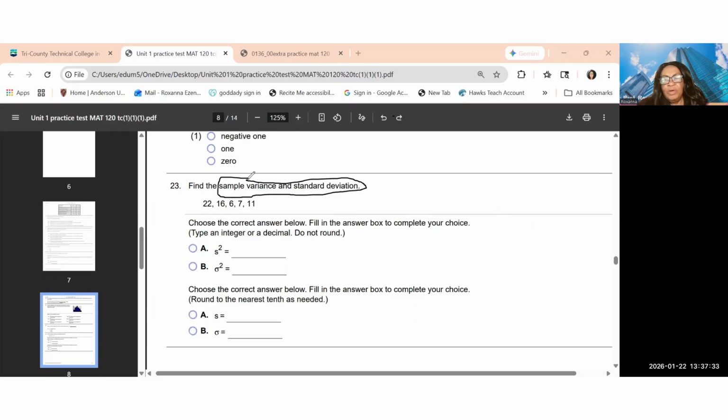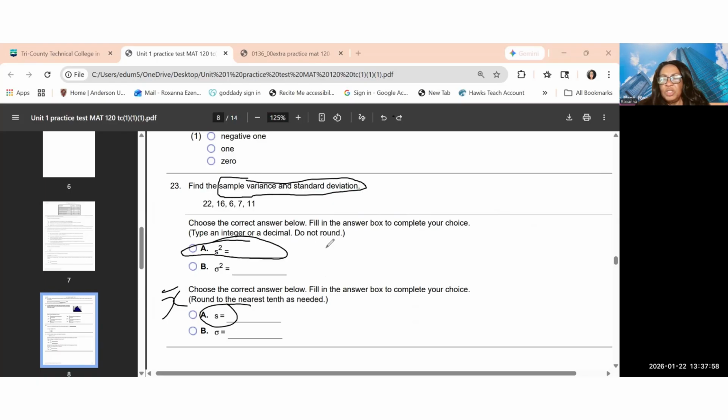Since I know it's a sample, when I collect my answer, I want to make sure that the sample variance I get should be here. The sample mean is this. Therefore, I'm looking for a statistic. The sample standard deviation will be this. So let's go ahead and put the data in our calculator quickly.